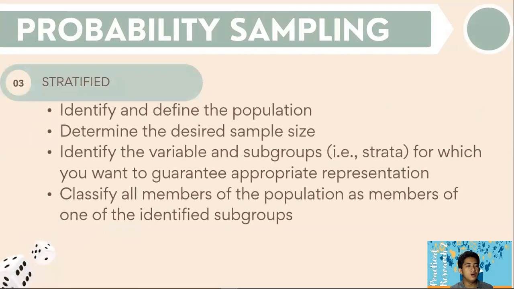How are we going to do the stratified sampling? So again, you identify and define the population and determine your desired sample size. And you identify the variable and subgroups, or what we call strata, for which you want to guarantee appropriate representations. And then classify all members of the population as members of one of the identified subgroups. So you will just get a subgroup and a representative from that subgroup to be part of your sample size. So that's what we call stratified sampling.